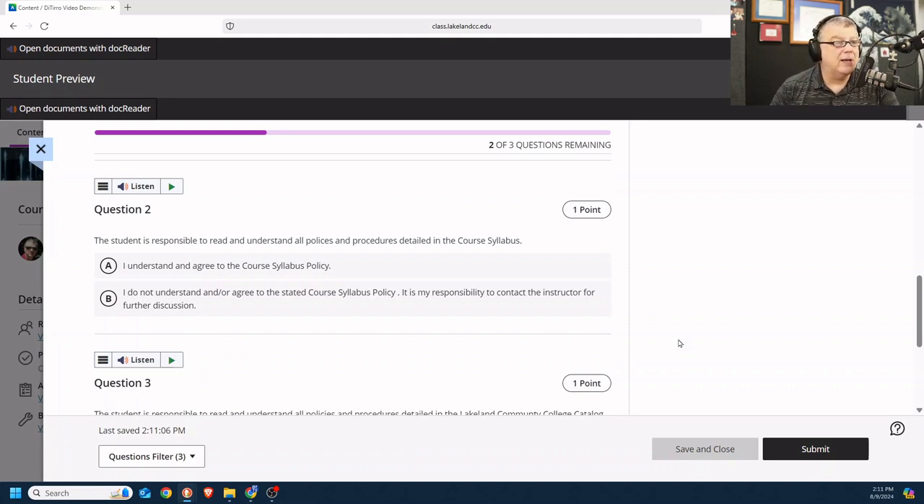We'll start with that. The second one, question, the student is responsible to read and understand all policies and procedures in the course syllabus. Yes, you need to be reading the course syllabus. There could be additional information in the course syllabus, but probably the most important thing about the course syllabus, it's pretty much a promise between me, the faculty member, and you, the student. I've heard it's even called a contract. I cannot make radical changes to the syllabus.